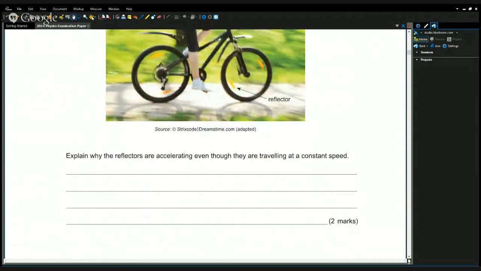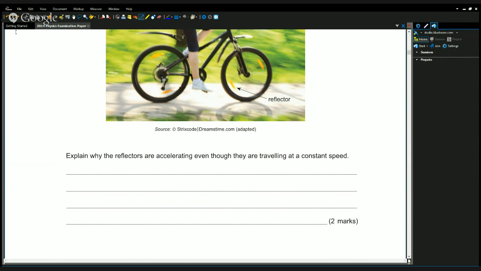All right, so let's put on a highlight in here. Let's get a pen. We'll see how this pen function works. What is the other one? The other one is a highlighter. Okay, so we can change our colors. In the exam, you'll be writing in black or blue pen, so I'm going to write in blue. That blue will do. Okay, explain why reflectors are accelerating even though they are traveling at constant speed.